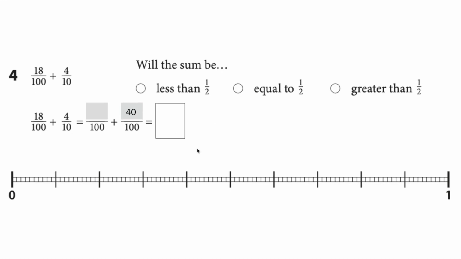One more problem we can look at: 18 hundredths plus 4 tenths. Sorry about the bouncing star. I have 18 hundredths plus 4 tenths. Those don't have common denominators.